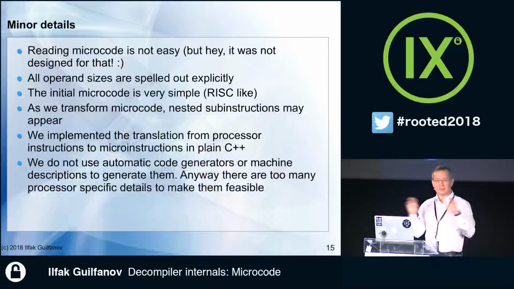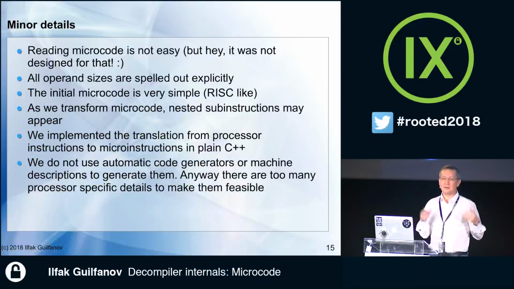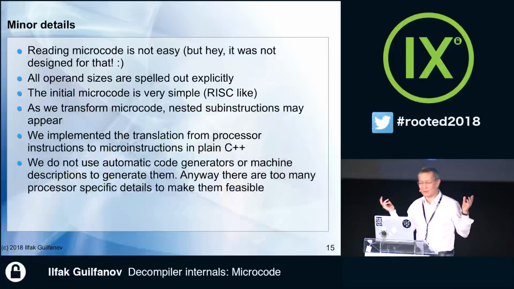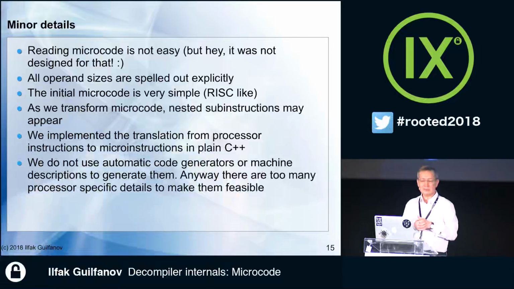You see that we started very simple, with very simple instructions, and every instruction had 3 operands. We call them left, right, and the destination. I don't know why we use these names, that's how it is. We transform the microcode, and nested sub-instructions appear, and so on, and so on.